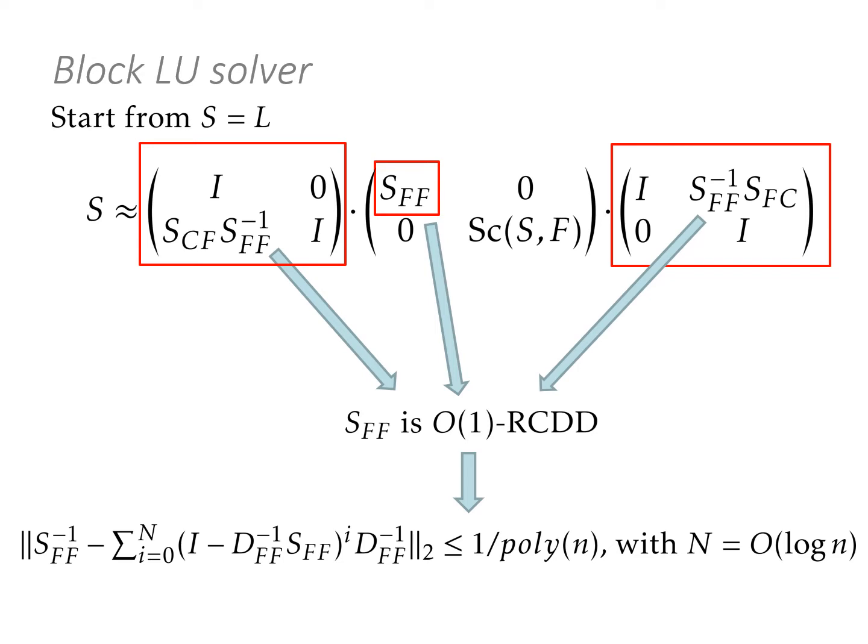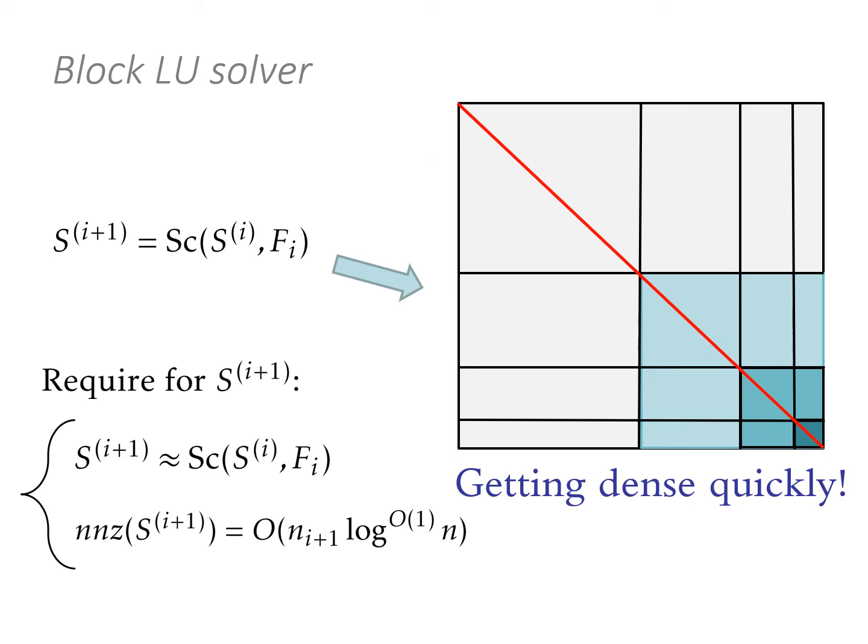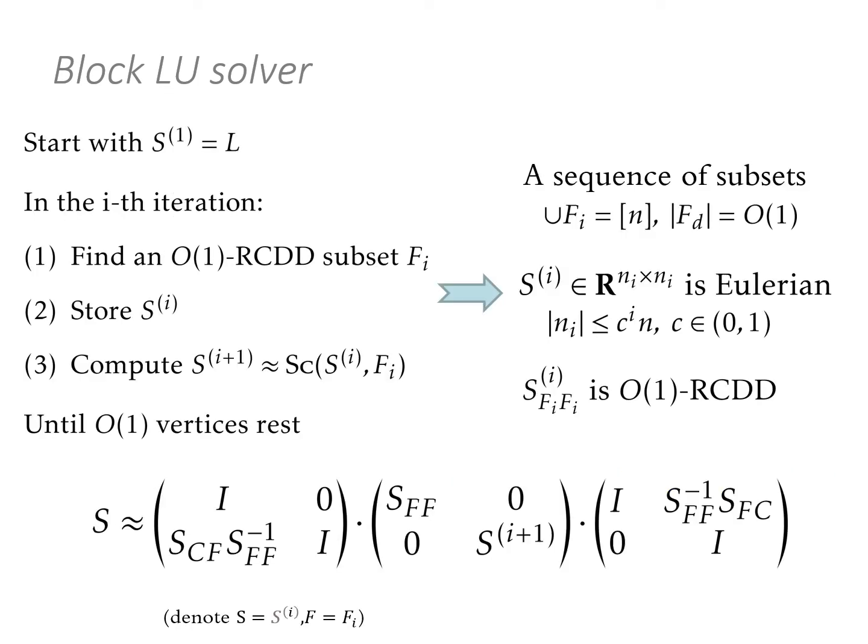Then the problem has been reduced to the Schur complement of S. Since the subset F is very large, its size is proportional to n, the problem size will decrease exponentially fast. However, computing the Schur complement can be very slow because it can be dense. So instead, we will find a sparse approximation for the Schur complement. The block LU solver we described above is illustrated in this page.